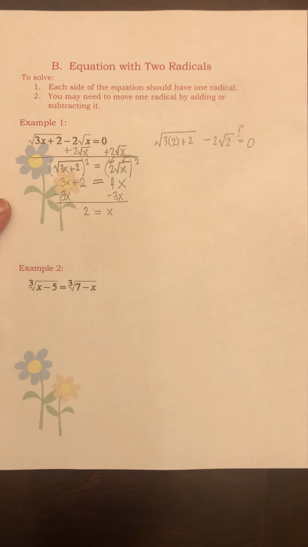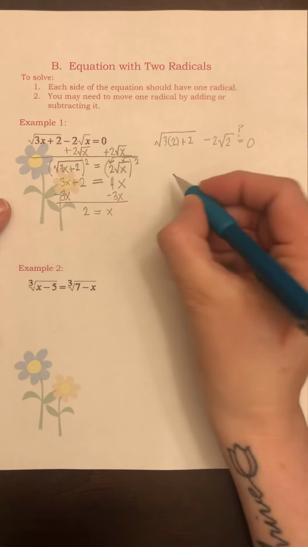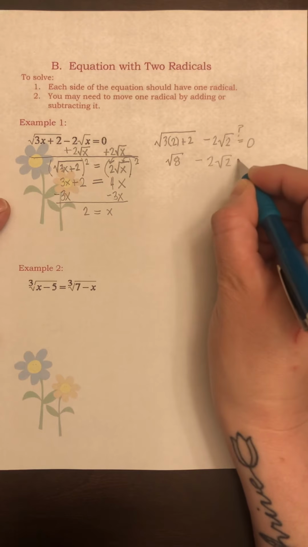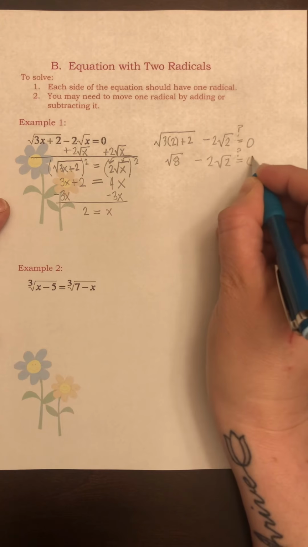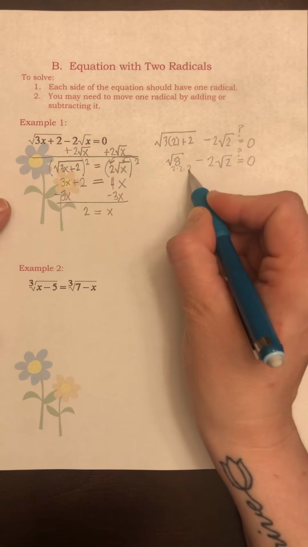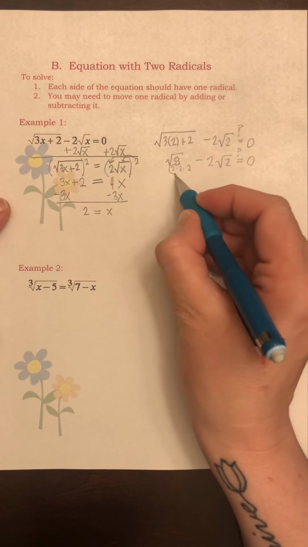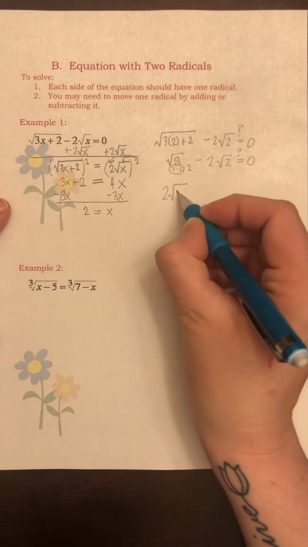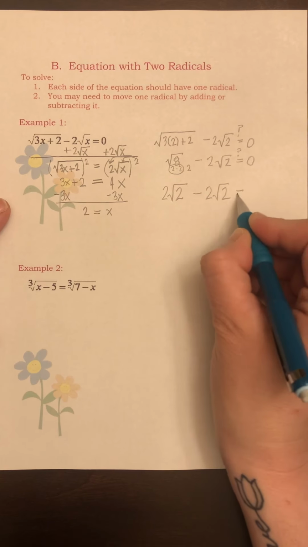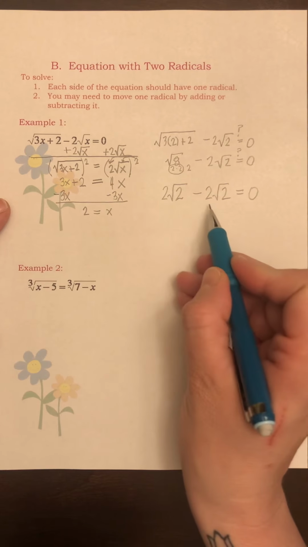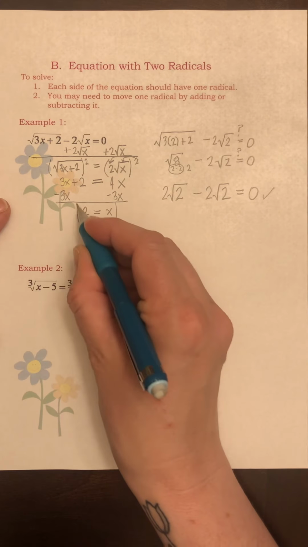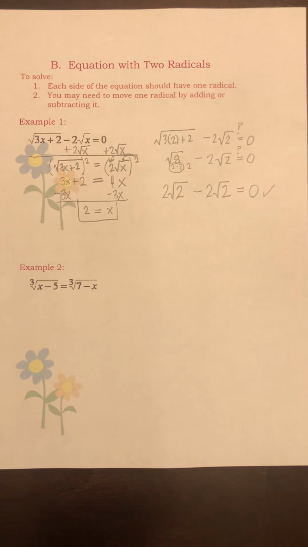So under the first radical, 3 times 2 is 6. 6 plus 2 is 8. Now let's talk about the square root of 8, because it's not a perfect square, but 8 breaks down into 3 2's, which means that I have a group of 2's. So 2 gets to come out, 1 has to stay underneath. And what happens if you have 2 times the square root of 2 minus 2 times the square root of 2? Yep, it equals 0. So x equals 2 is definitely our solution.